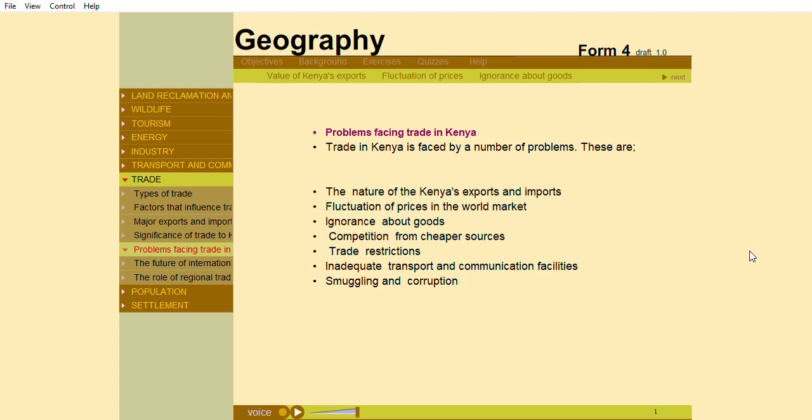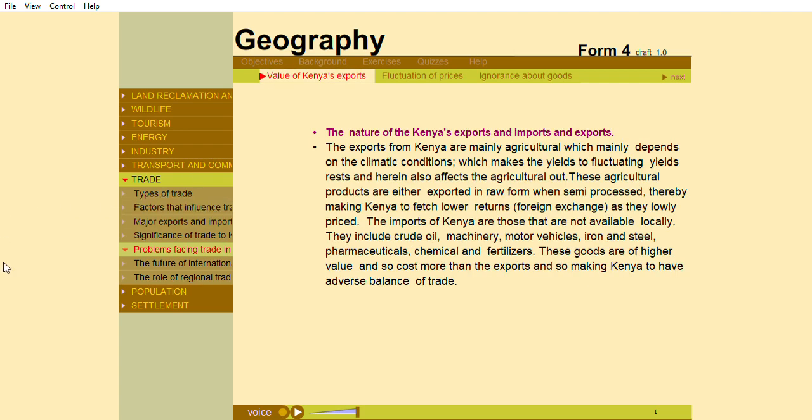The imports of Kenya are those that are not available locally. They include crude oil, machinery, motor vehicles, iron and steel, pharmaceuticals, chemicals and fertilizers. Value of Kenya's exports. The nature of Kenya's exports is in raw form or semi-processed, hence the total earnings are low.